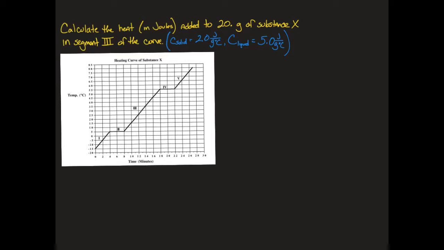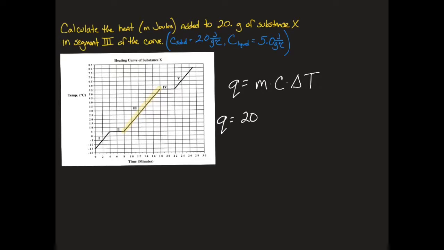And so segment 3 here is a sloped segment. So that means that when we calculate the heat, or Q, it's going to be MC delta T in that segment, right? So the flat segments, the heat is equal to the enthalpy of the phase change, and in the sloped segments, the heat is equal to MC delta T. Okay, so we're going to solve for Q.